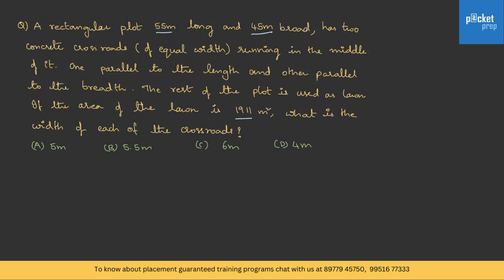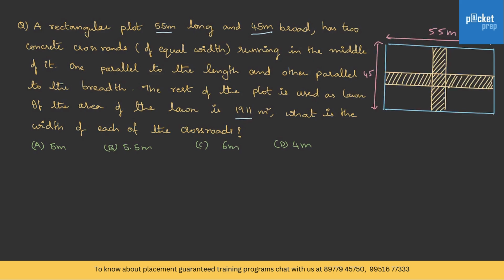To understand this, let's draw a diagram where the length is 55 meters and the breadth is 45 meters. And the width of the crossroads they have not given. So let me assume this to be x. And this part also will remain as x. Apart from this, a couple of other data are given. First one is the area of the lawn, which is 1911 meter square.